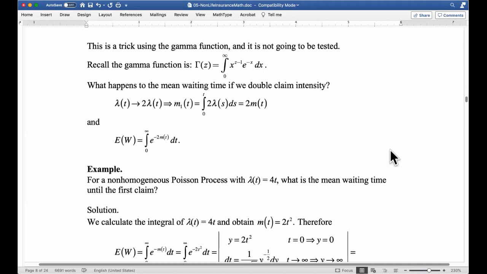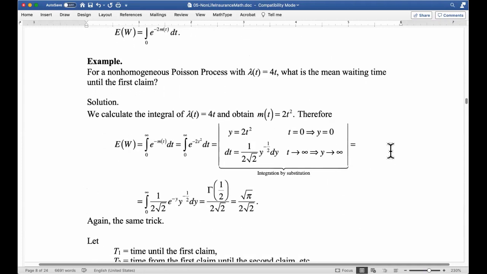What happens to the mean waiting time if we double claim intensity? So if lambda of t goes to 2 lambda of t, that m1 of t, that is a result of doubling, is the integral from 0 to t of 2 lambda of s ds. That's 2m of t. So the expected waiting time is the integral from 0 to infinity of e to the minus 2m of t dt.